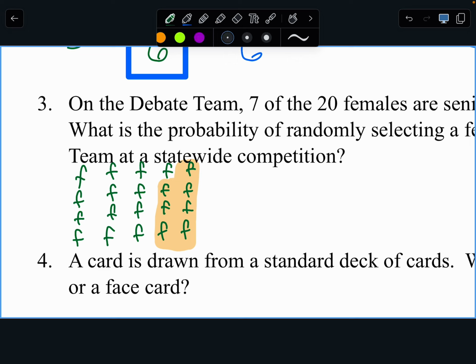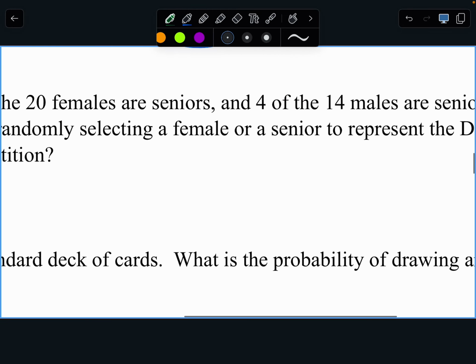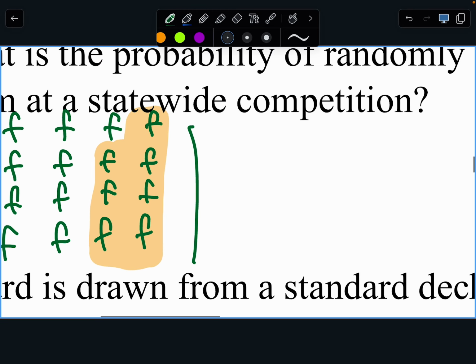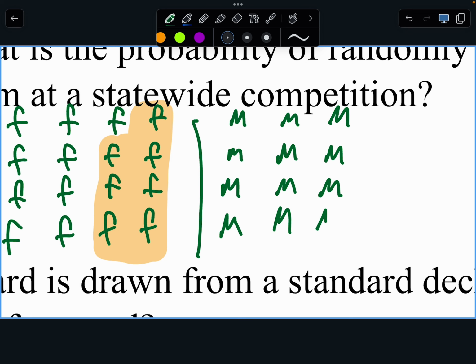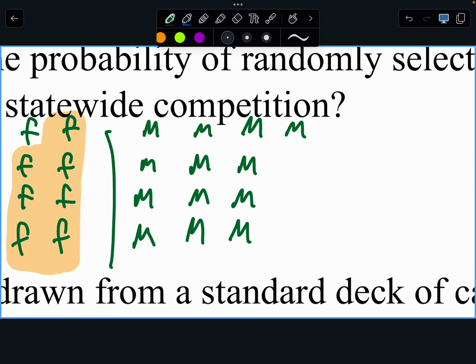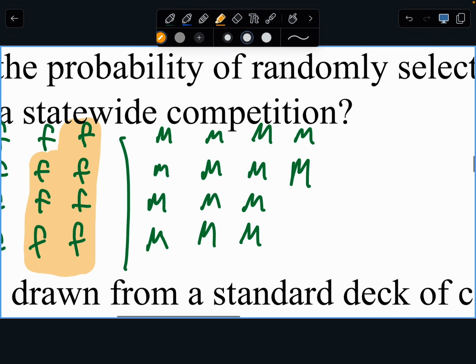Let's do the same thing with the males. We can see that there are 14 males, 4 of them are seniors. Let's draw 14 Ms. 1, 2, 3, 4, 5, 6, 7, 8, 9, 10, 11, 12, 13, 14. Great. So we have 14 males, and we know that 4 of them are seniors. Just like we did with the females, we're going to highlight the ones that are seniors here.